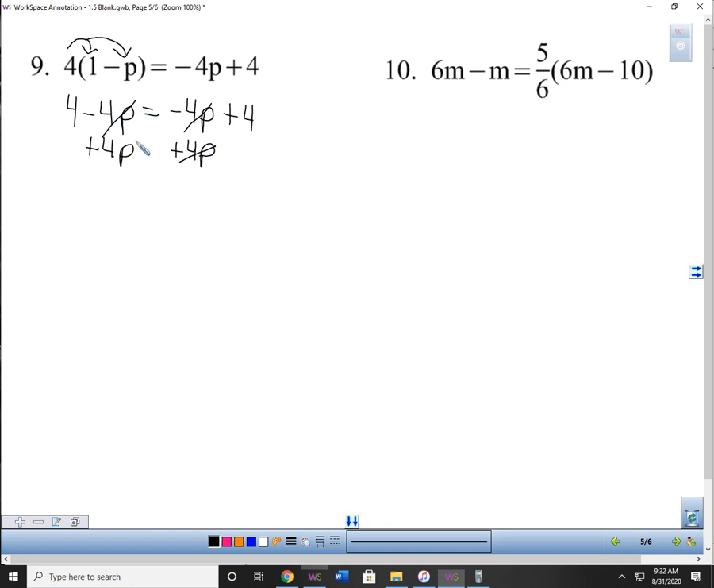And then I notice that my p's all cancel out. So all I have left on this side is 4, and all I have left on this side is 4. When your variable completely cancels out, you look at those two numbers. If it's a true statement, 4 does equal 4. You have infinitely many solutions.